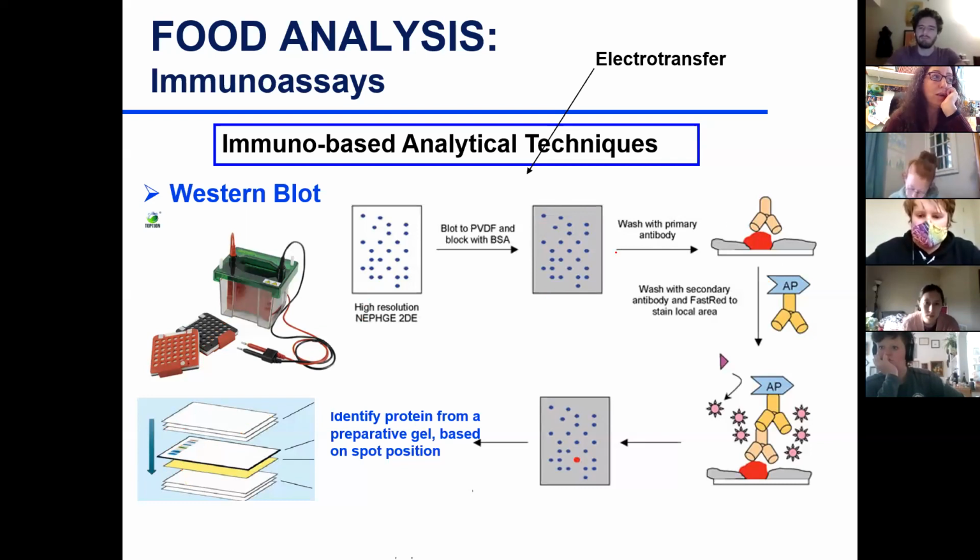Now, you would incubate it with the primary antibody that binds to the antigen if it's there. Then you wash and incubate with the secondary antibody that is labeled, which is antibody to the antibody. It's an indirect ELISA in this case. So the antibody to the antibody is already labeled with the enzyme. You wash, then you incubate with the substrate. And if you do have the antigen there, you will see a color developed at that spot.